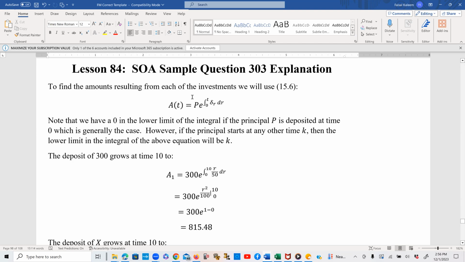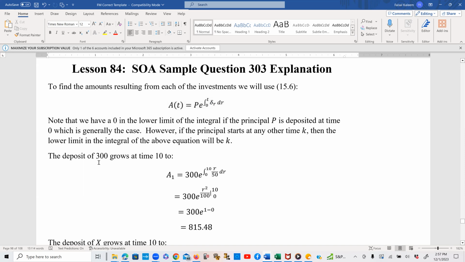lesson 15. A of t under a force of interest equals principal times e to the power integral from 0 to t of delta r dr. Note that we have 0 in the lower limit of the integral if principal is deposited at time 0, which is generally the case. However, if the principal starts at any other time k, then the lower limit in this integral will be k. So basically, the lower limit is when the principal is deposited.